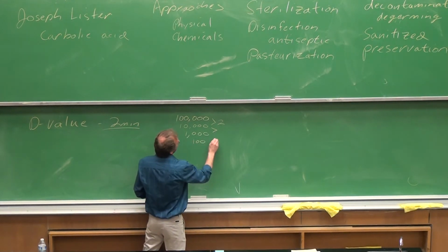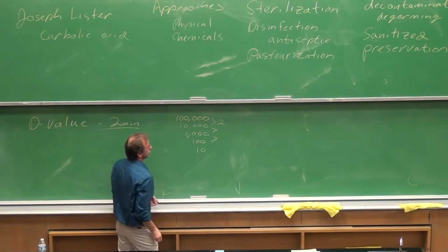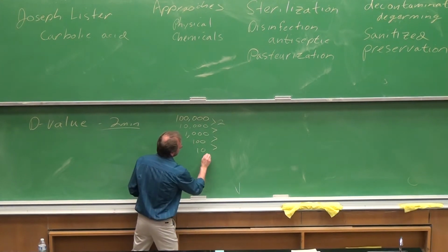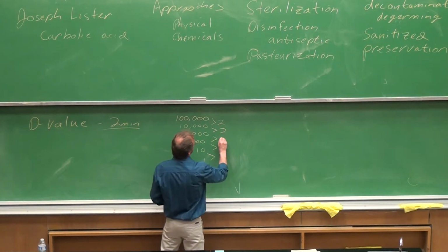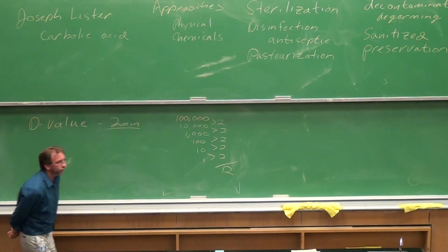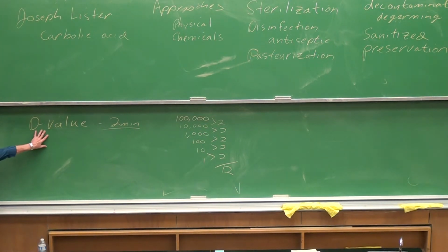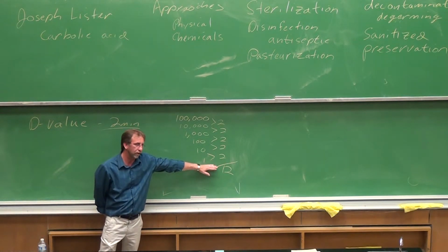In another 2 minutes, we're down to 100 cells. In another 2 minutes, we're down to 10 cells. In another minute, we're down to 1 cell. So it would take us 12 minutes of treatment with this particular chemical with a D value of 2 minutes to bring our population of cells down to 1.